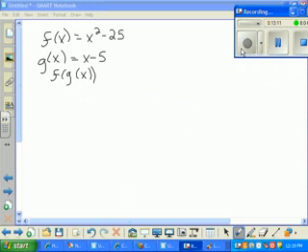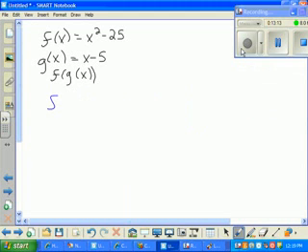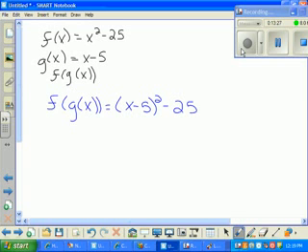Pardon me. You ready? Sam, give me your first substitution, please. F of g of x. What'd you get? I have f of g of x equals the quantity x minus 5 squared minus 25. Perfect. Thank you very much.